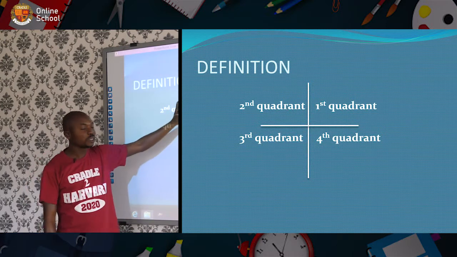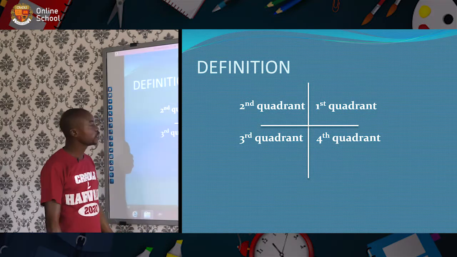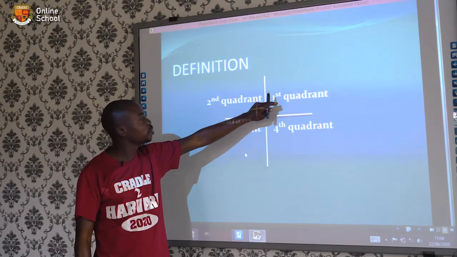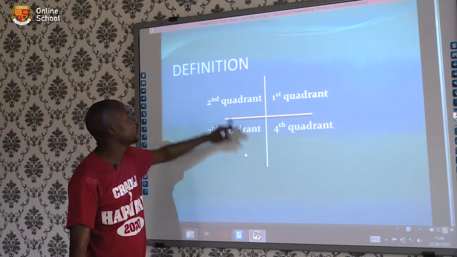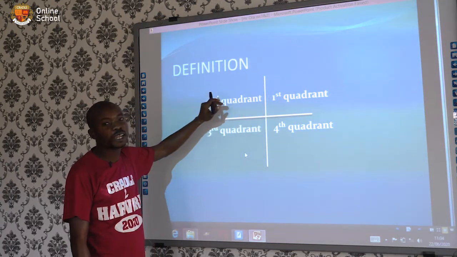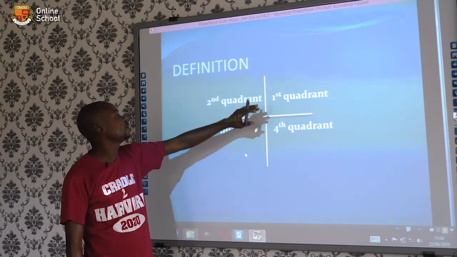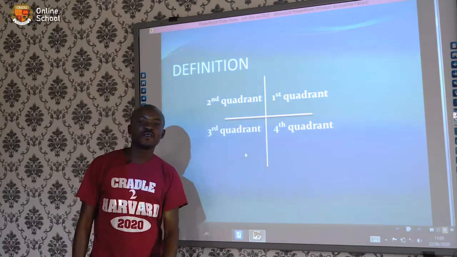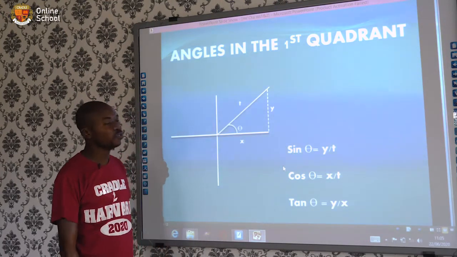So this is what quadrants are all about. We have four quadrants. Here is your first quadrant, which is 0 to 90 degrees. Here is your second quadrant, which is 0 to 180 degrees. Here is your third quadrant, 0 to 270 degrees. And here is your fourth quadrant, 0 to 360 degrees.